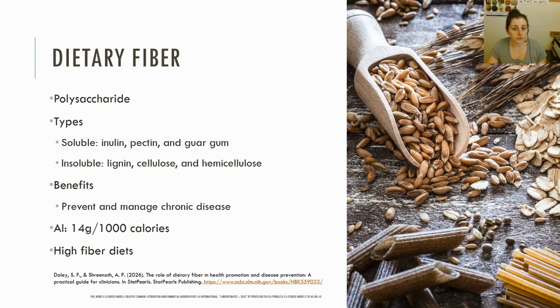Insoluble fibers do not dissolve in water and can be found in seeds, whole grains, celery, legumes, and the skin of fruits and vegetables. Lignin, cellulose, and hemicellulose are common types of insoluble fibers. Insoluble fiber has been shown to reduce the risk of constipation by creating a softer, bulkier stool and also aid in decreasing transit time. Many foods have a combination of soluble and insoluble fibers.